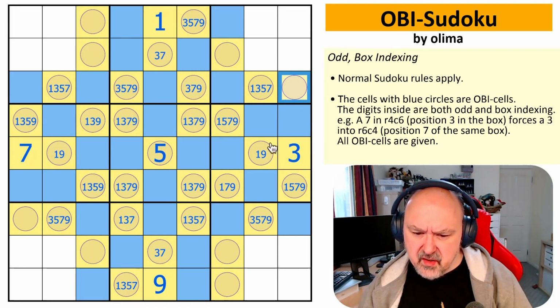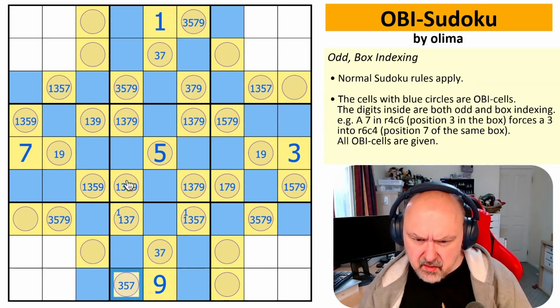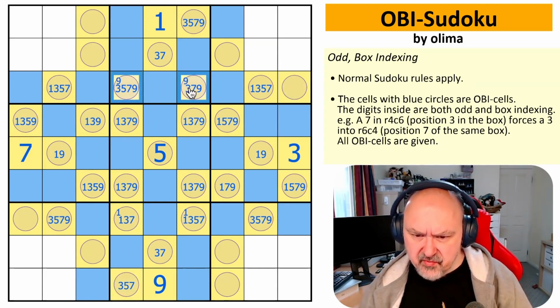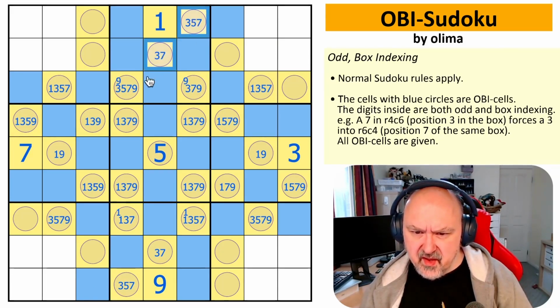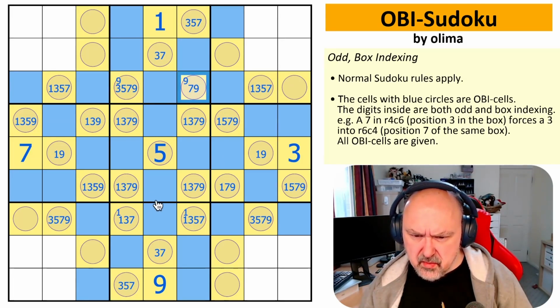That can't be a 9. So that can't be a 1. So 1 is in one of those two, so that's not a 1. That can't be a 9, so 9 is in one of those two, so that's not a 9. So 3 is there, or there, and not there. Three.